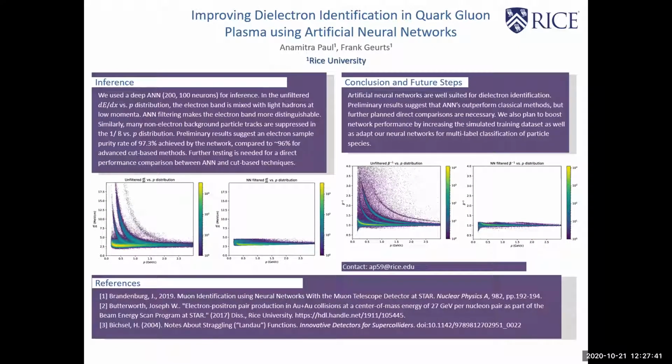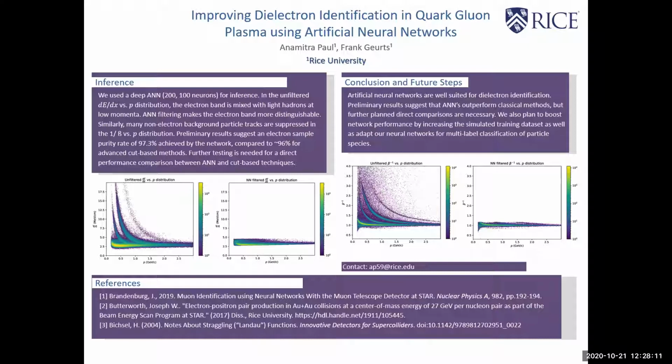Finally, we used the deep network for inference on the unlabeled collision data. We found that the network is clearly successful at suppressing background tracks and correctly identifying electrons, as can be seen in their dE/dx versus momentum and speed versus momentum distributions. Preliminary results also suggest that this network samples electrons with a 97.3% purity rate, outperforming classical techniques that have a purity rate closer to 96%.